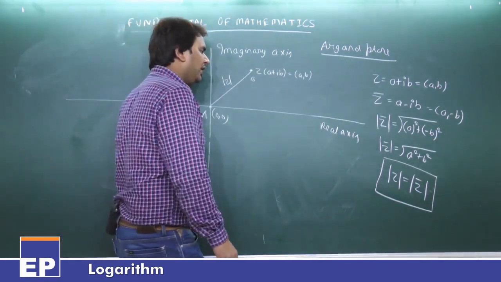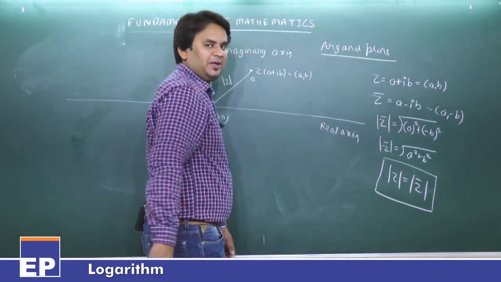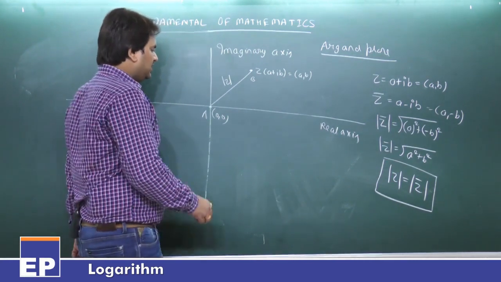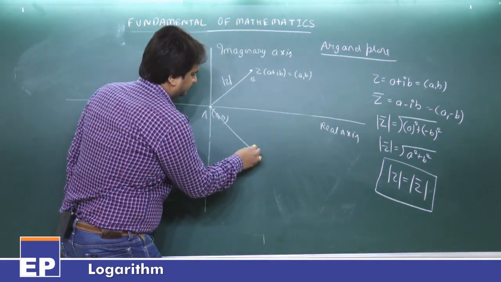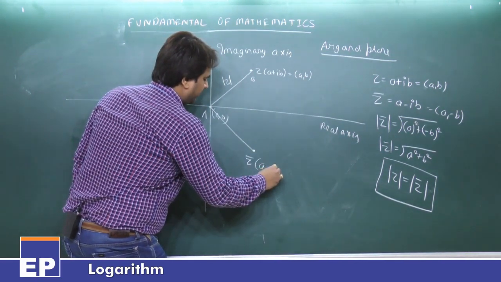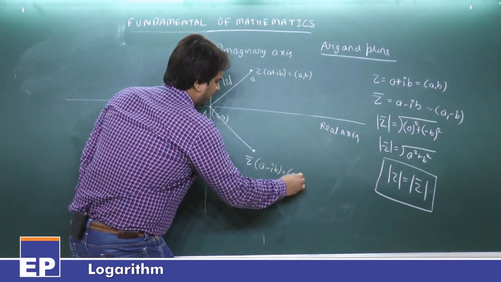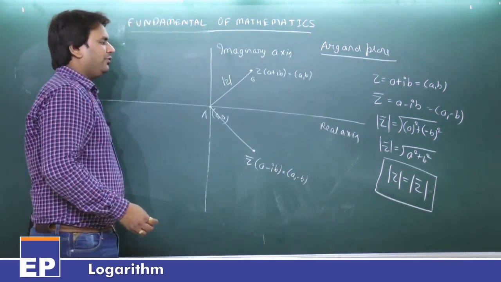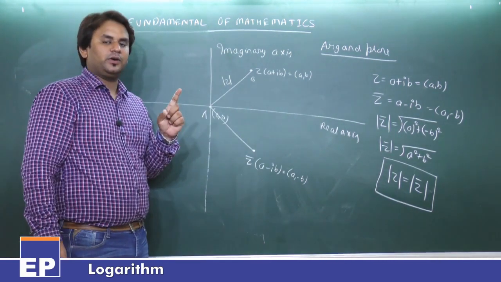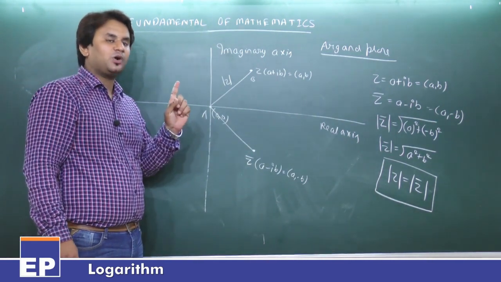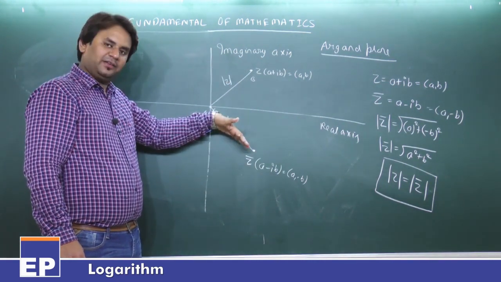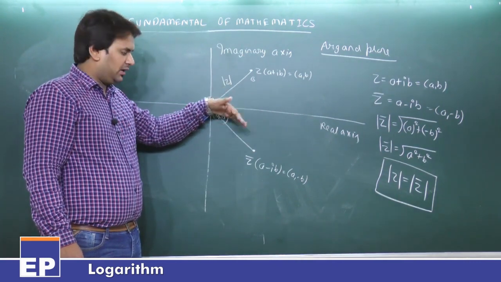So I am plotting z bar equal to a minus iota b, meaning (a, minus b). The real part is positive and the imaginary part is negative, so it will be in the fourth quadrant like this. This is your z bar, a minus iota b. So I have told you the geometrical meaning of the conjugate: it is the mirror image of z in the real axis.